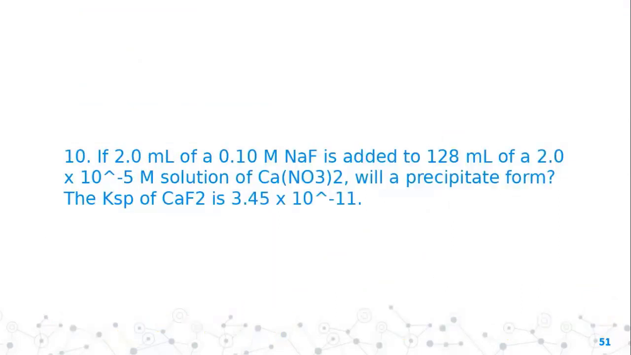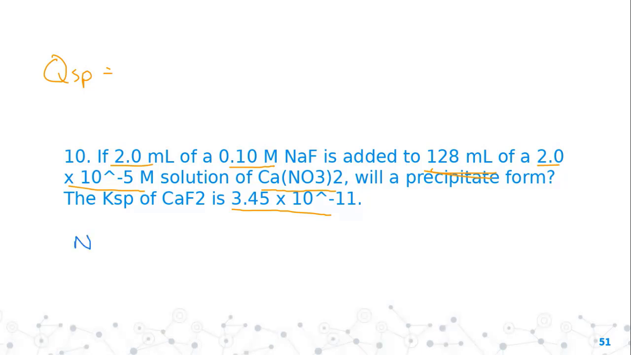All right, so moving on to 10. So we have here 2 milliliters of 0.1 molarity NaF, and 128 milliliters of 2 times 10 to the negative 5 molarity of calcium nitrate, in a precipitate problem. So we're given our KSP value, and we're basically asked to find a QSP value. So what is our QSP? Well, actually, let's go ahead and write out what reaction is going on here.